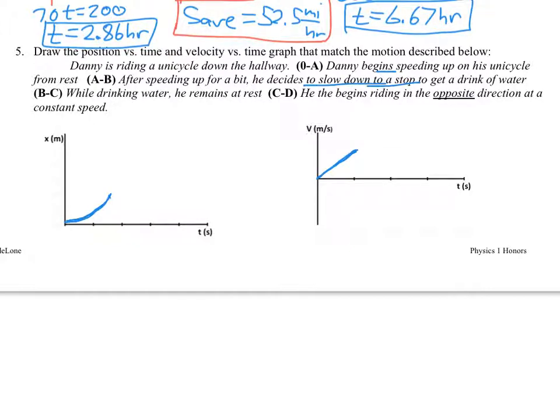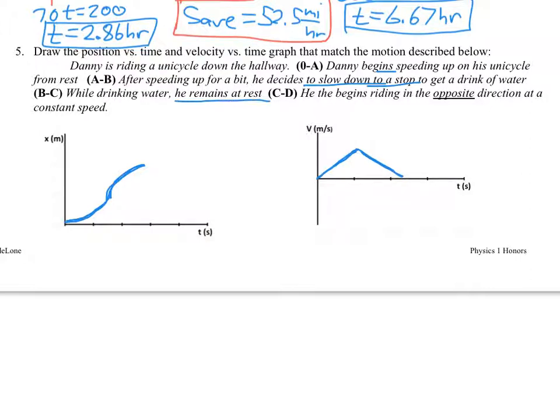So slowing down to a stop means we continue traveling in the positive direction, but our graph is going to be flattening out. Something like that. On the velocity versus time graph, it means we're going back to zero, back to the x-axis. That's slowing down. Still positive, though, because we're still above the axis. We then remain at rest for a period of time.